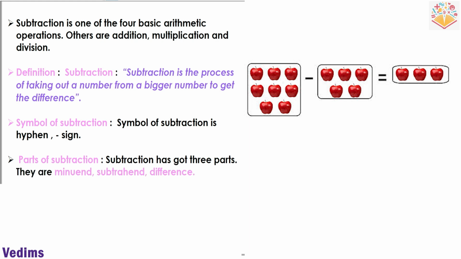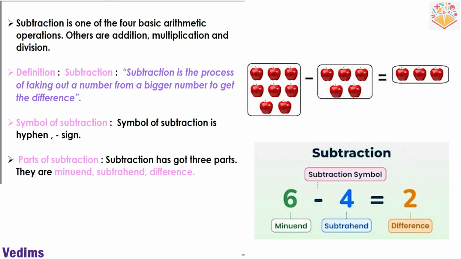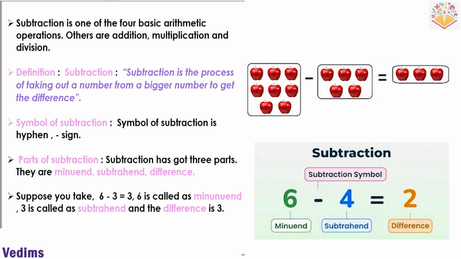Parts of subtraction. Subtraction has 3 parts. They are minuend, subtrahend, and difference. Suppose you take 6 minus 3 is equal to 3. 6 is called minuend, 3 is called subtrahend, and the difference is 3.